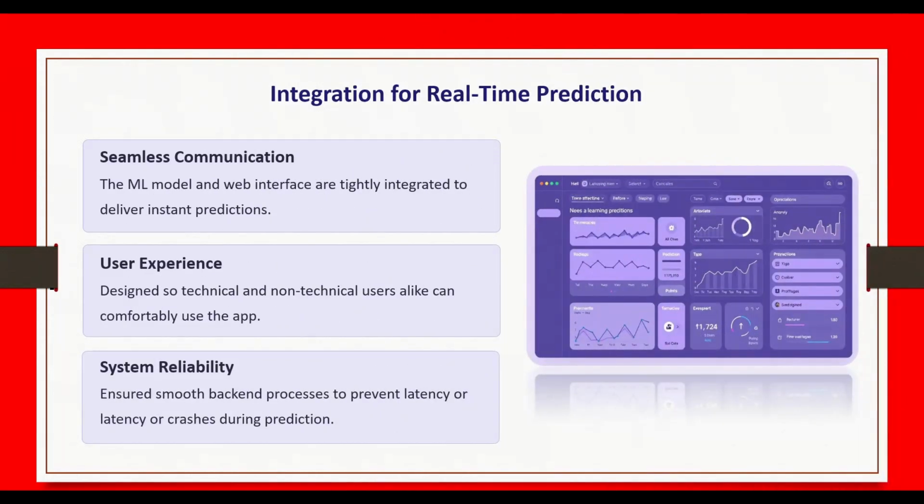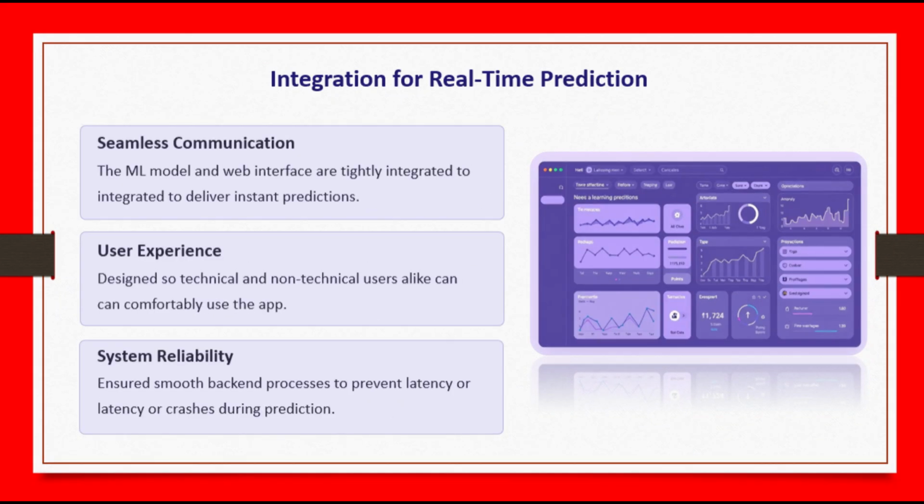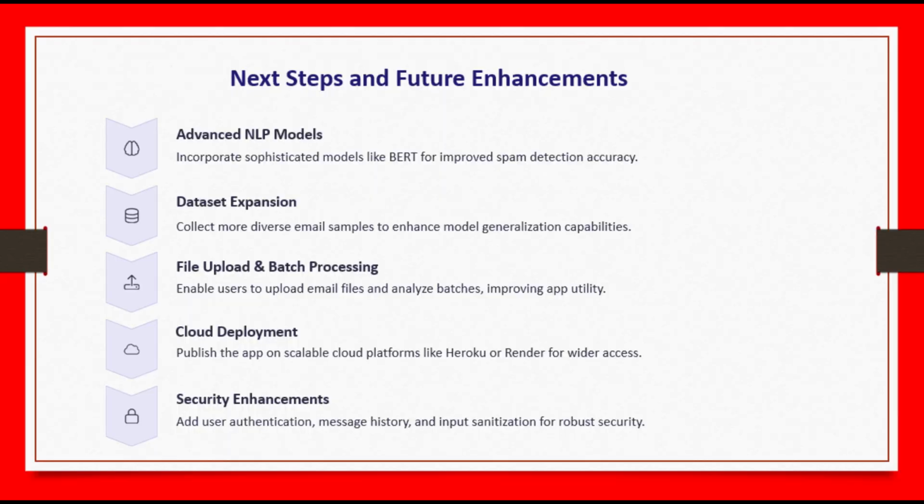This project demonstrates how machine learning can be used in real-world applications like spam detection. Future enhancements could include adding support for attachments or subjects, improving accuracy with deep learning models, and hosting the app online using platforms like Render or Heroku.